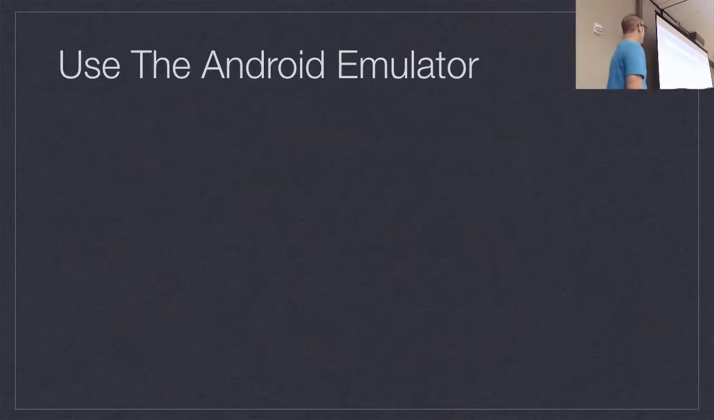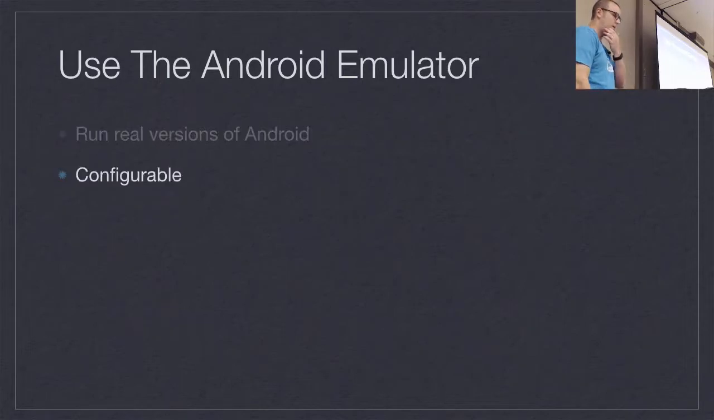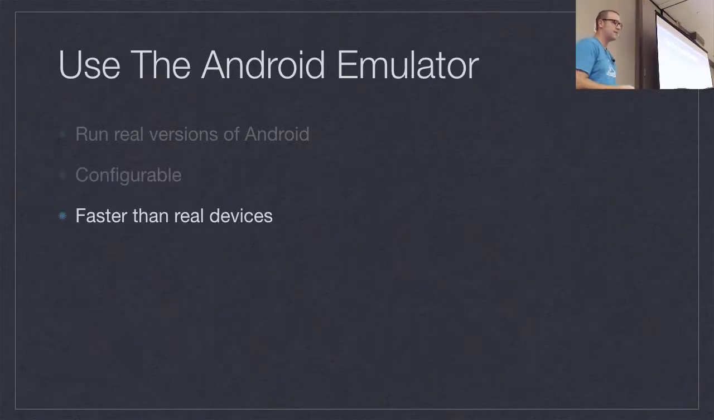And here's my case. Use the Android emulator because you're running real versions of Android. This is an emulator, not a simulator, so you're actually running real Android. It's configurable, so you can start it with a small screen res or a high screen res, and create any kind of device you want. It's faster than a real device. The Android emulator can now run on x86, which is your native architecture on your computer. What's nice about that is you can get all the processing power out of your computer.